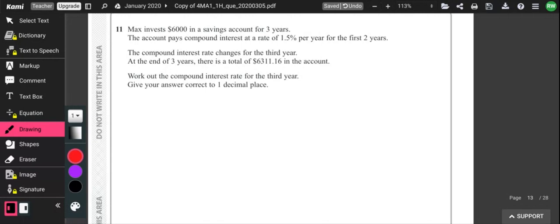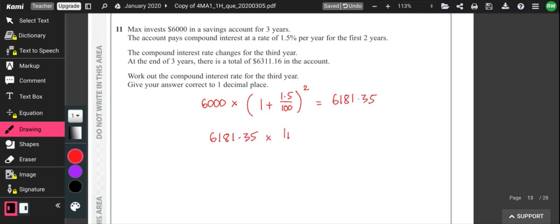Question 11 is a compound interest question. So we have $6,000, which we're investing at 1 plus 1.5 over 100. And we raise that to the power of the number of years. So when we do that on the calculator, we get 6181.35.